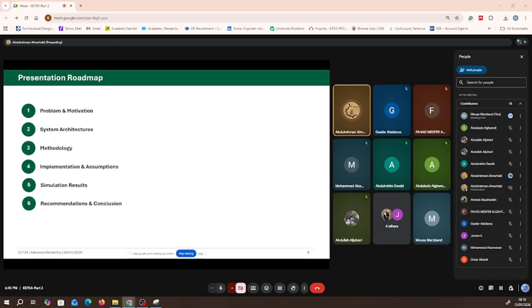The presentation is organized in 6 main parts. First, I will explain the problem and motivation. Second, I will describe the traditional and enhanced architecture. Third, I will summarize the methodology, including reliability block diagram, fault tree analysis, Monte Carlo simulation, and others. Then I will explain the implementation and assumptions. After that, I will present the simulation results. Finally, I will conclude with the recommendations and main findings.